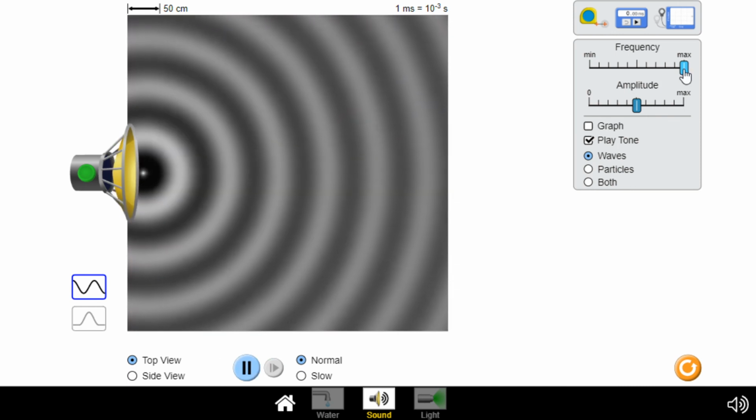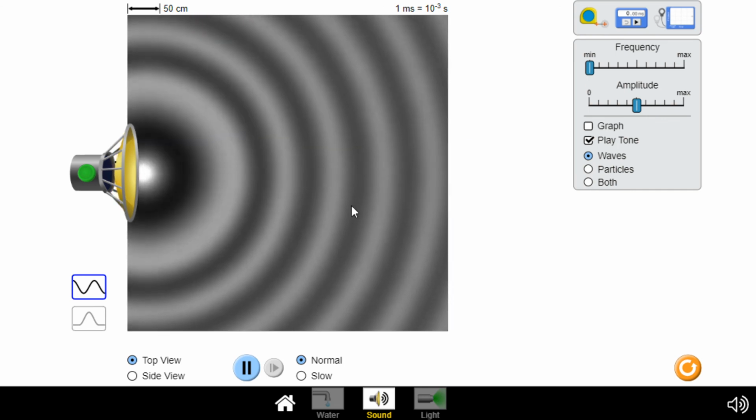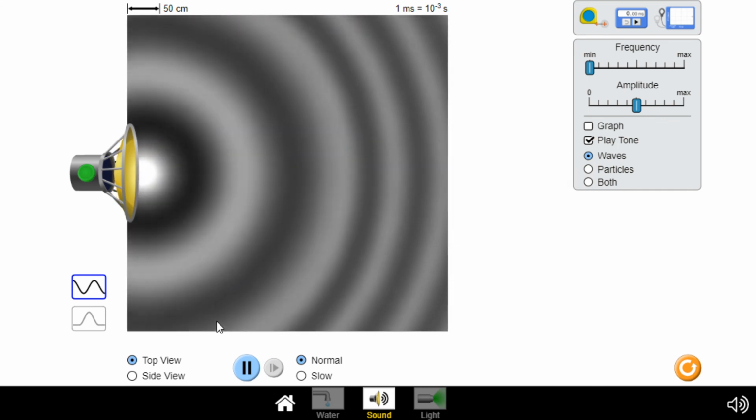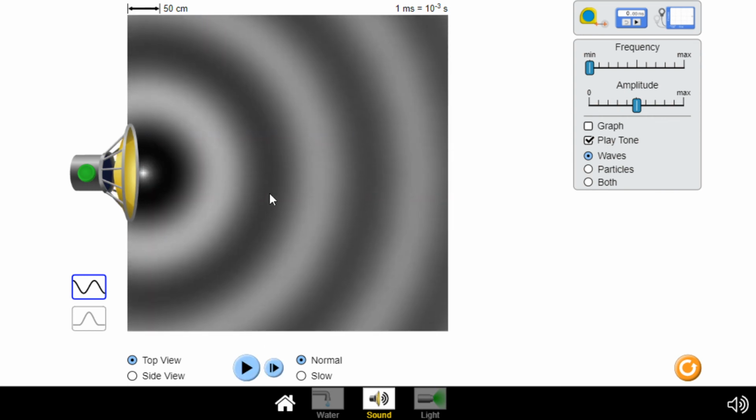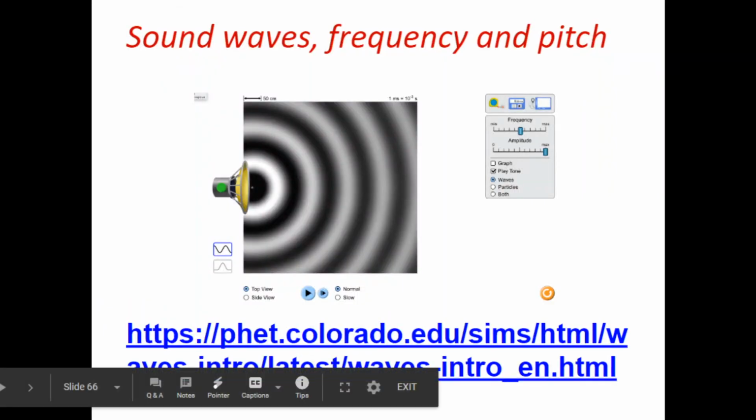You ready? How does that change the wavelength? Well, hopefully you can see that the wavelength becomes longer. So low frequency, high wavelength. High frequency, low wavelength. Again, it's that inverse proportional relationship. Right, that's in a nutshell what waves are and how we measure them.